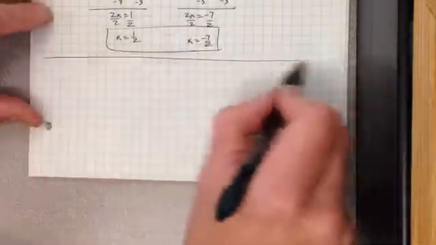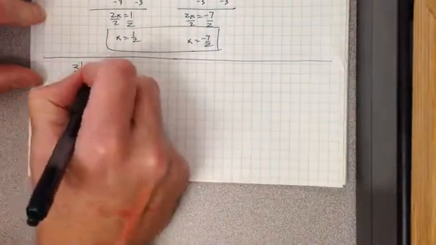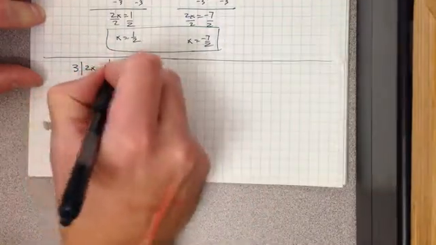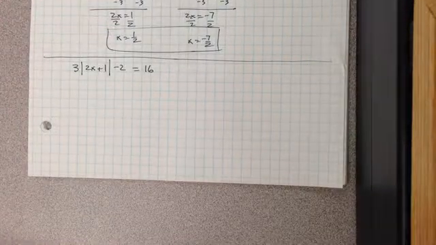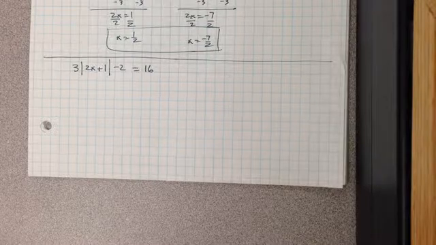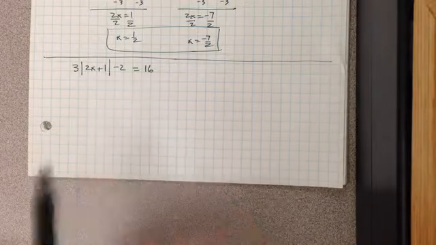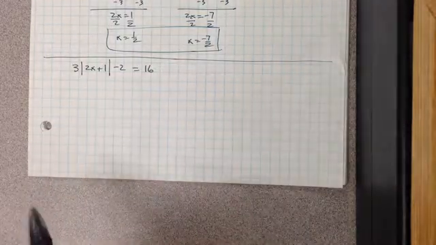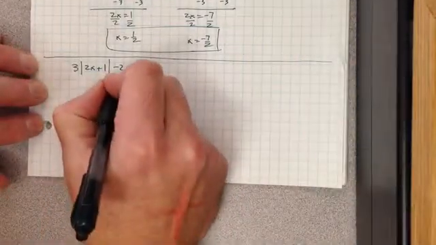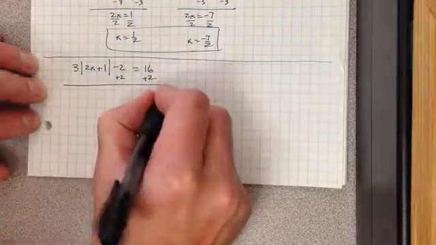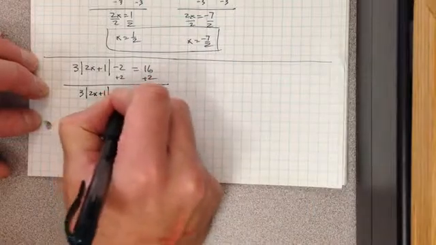Now let's look at another example here. Let's look at 3 times the absolute value of 2x plus 1 minus 2 equals 16. You're going to be doing a lot of the same things here, but first you need to isolate the absolute value bars. Get these absolute value bars all by themselves on one side of the equation. And so you'd take the same steps you'd take solving a regular, non-absolute value equation. First, we will add 2. 3 times the absolute value of 2x plus 1 equals 18.